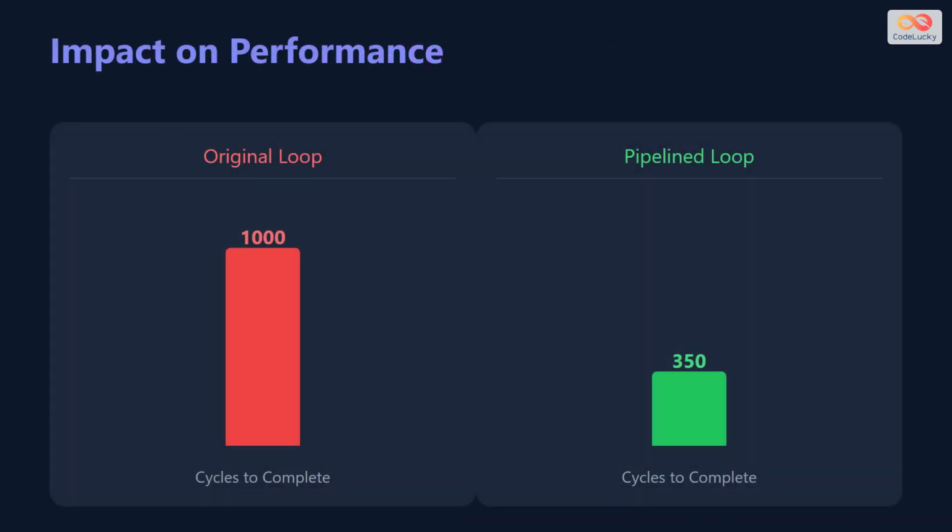The impact can be dramatic. By filling those empty wait slots with useful work from other iterations, we can significantly reduce the total number of cycles required to complete the loop, sometimes doubling or tripling throughput.